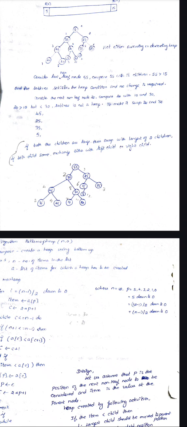So consider the next non-leaf node, that is 20, and compare 20 with 30. Change is required, so swap that. Compare 20 with 10 and 30. 20 is greater than 10 but less than 30. The subtree is not in heap. To fix that, swap 20 and 30.